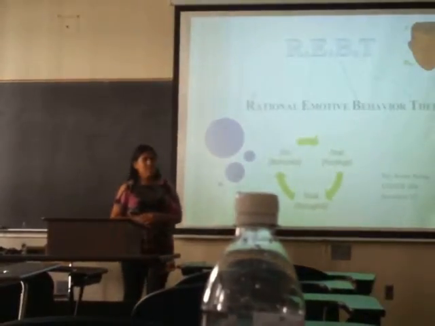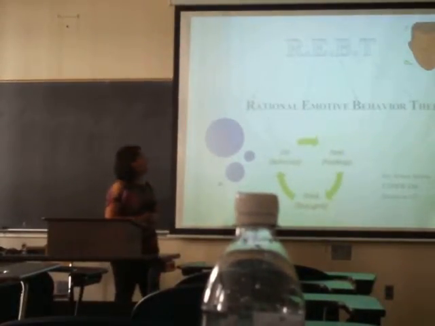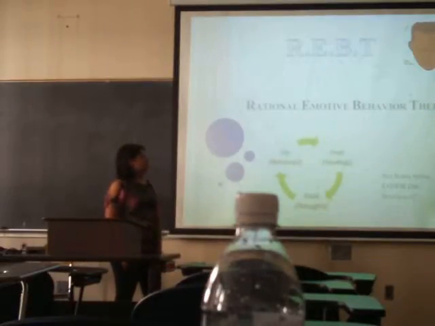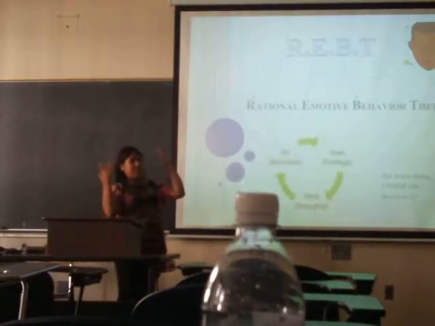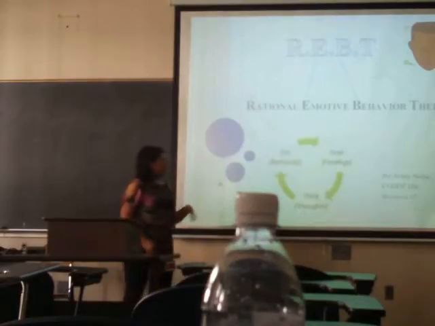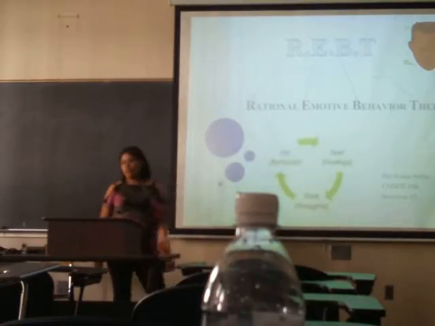In REBT, not RIP or REP. R stands for rational, E stands for emotive, B stands for behavioral, and T stands for therapy. And it's the person, like, frustrated thinking. And that's like the little cycle of how we think, the things we do, and why we do them.